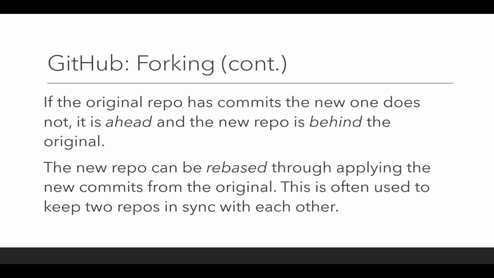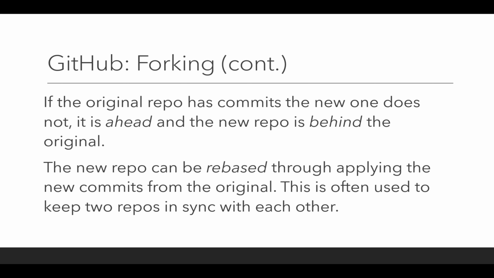And these terms describe one repo in relation to another. So a new repo might be ahead and the old one behind, or the original repo might be ahead and the other one behind. So again, these just describe the number of commits that have been applied since whatever previous point that they were rebased. That is, they were synchronized at one point, and now they are either ahead or behind when looking at one compared to the other. So again, we can use this term rebased to describe a synchronization of the commits, the sets of changes, from one repo to another. Again, this is often used to keep two repos in sync with each other.